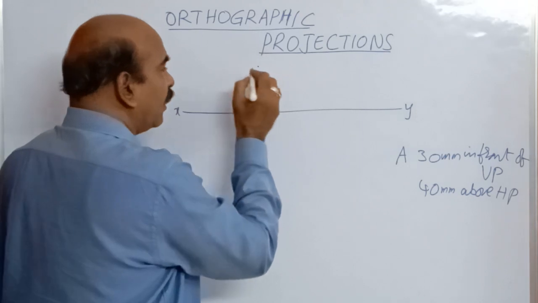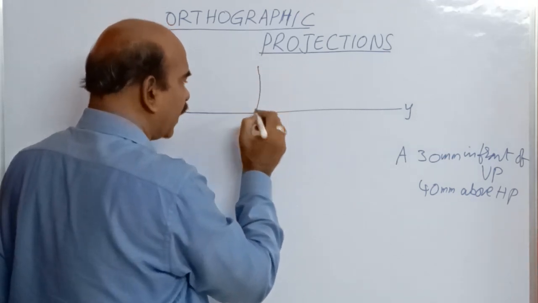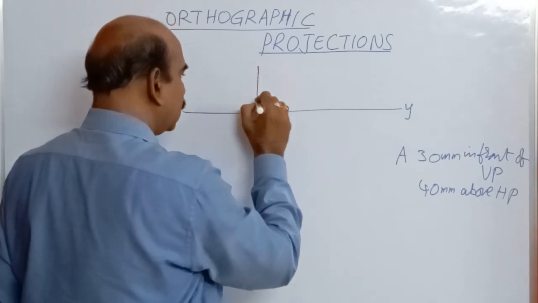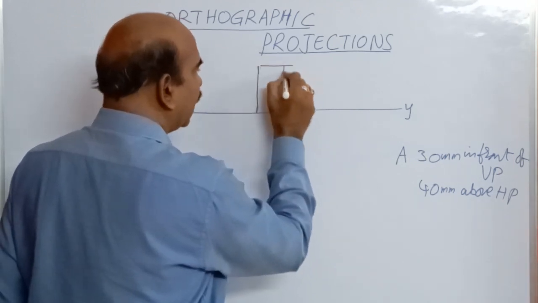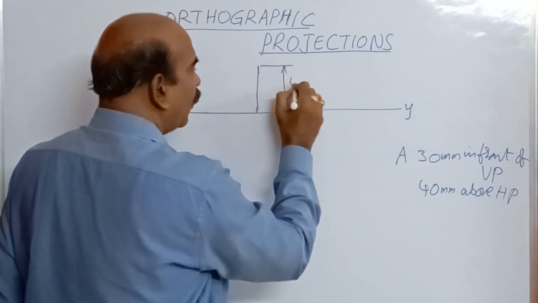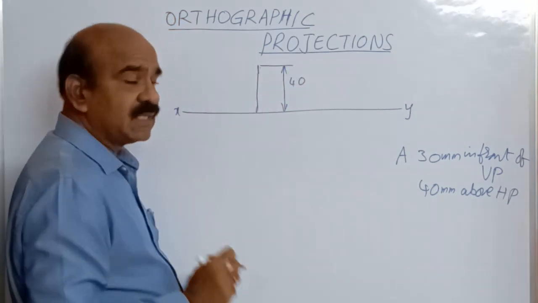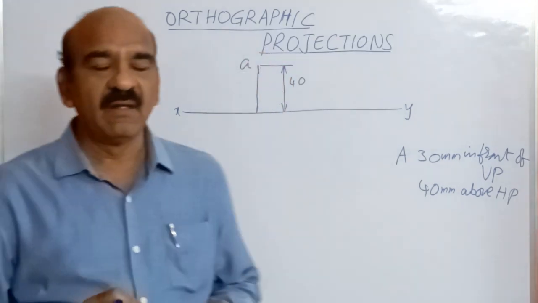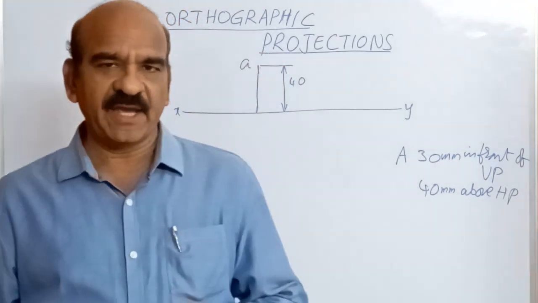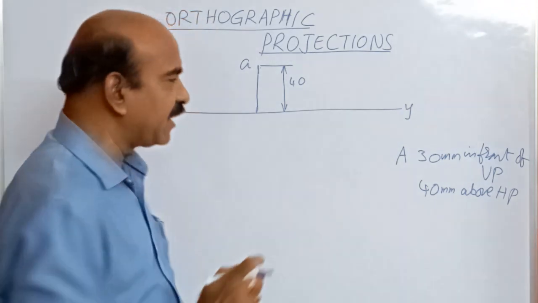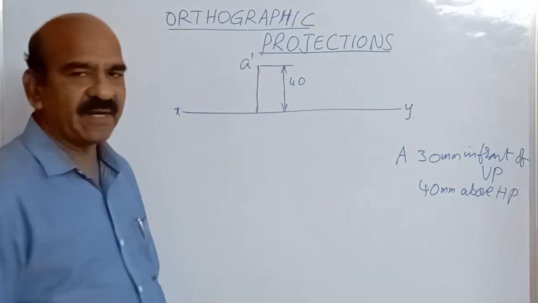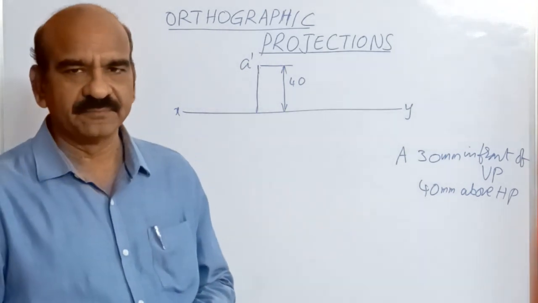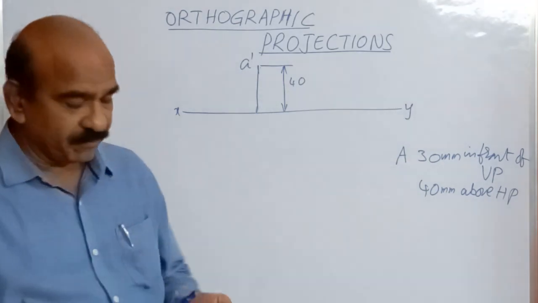And at what height? 40 mm, right? At a height of 40 mm, we got this point. Its name is A, but you have to say it is the front view of the point called A. That can be simply written as A dash. If you write a dash, that indicates this is the projection of a point called A. It is 40 mm above HP.